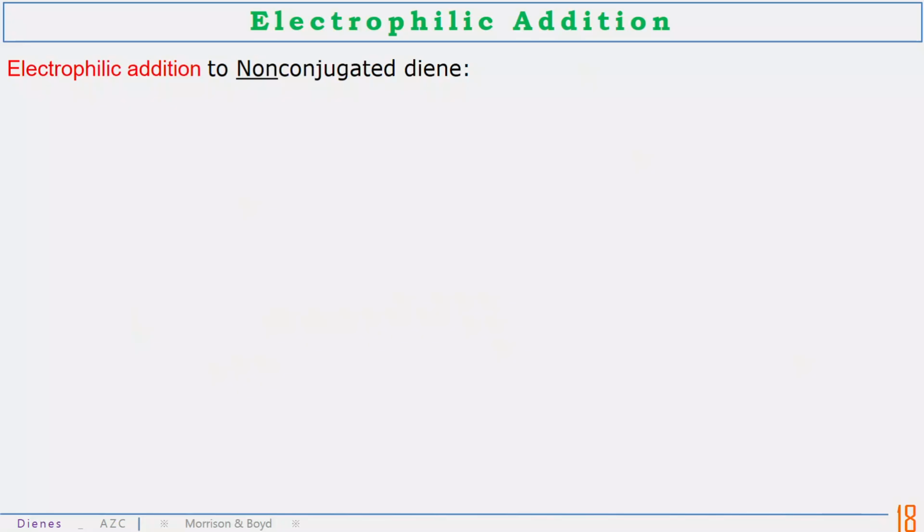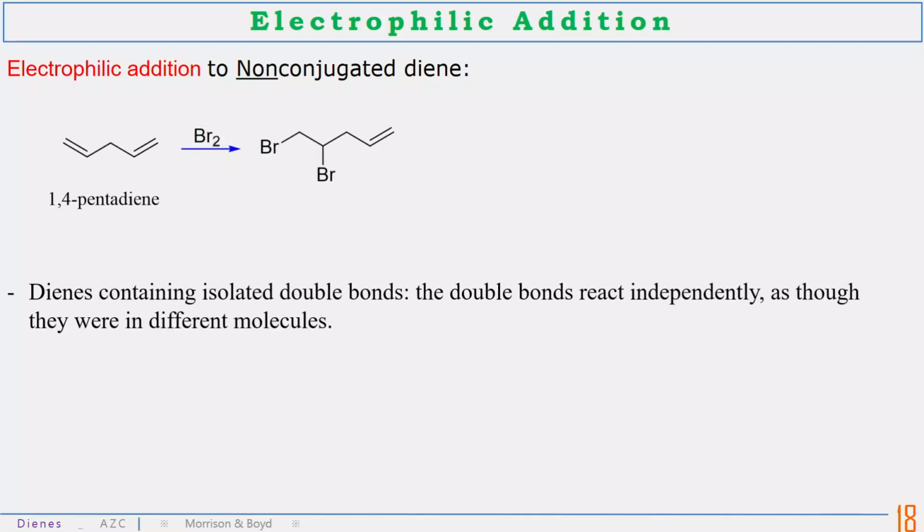Electrophilic addition reaction of diene. Let's first see electrophilic addition to non-conjugated diene. Dienes containing isolated double bonds. The double bonds react independently, as though they were in different molecules. In this reaction, 1,4-pentadiene reacts with bromine. Both double bonds react for electrophilic addition independently, that forms 1,2,4,5-tetrabromopentane.